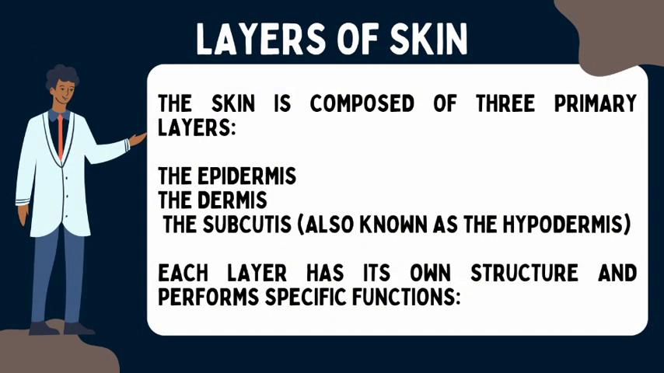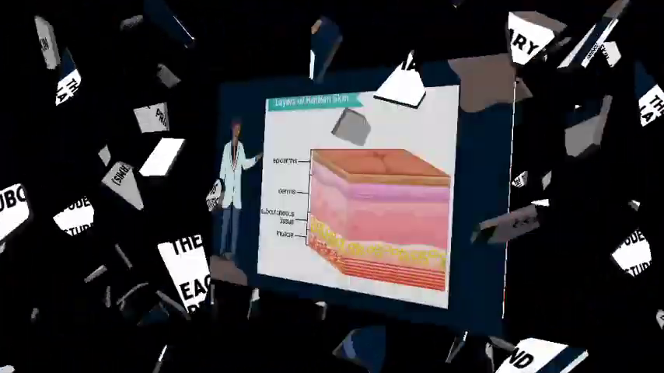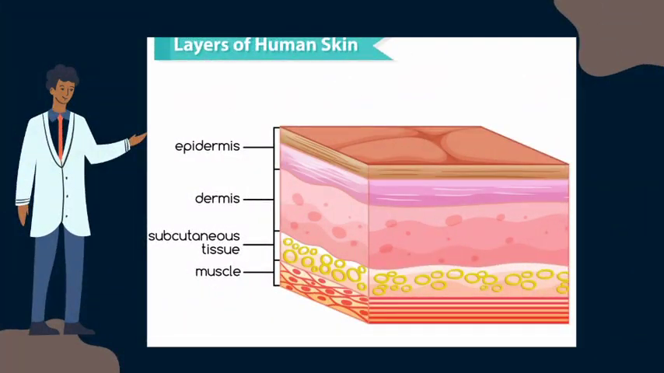Next is the layers of skin. The skin is composed of three primary layers: the epidermis, the dermis, and the subcutis, also known as the hypodermis. Each layer has its own structure and performs specific functions. This is the image for the layers of the skin.